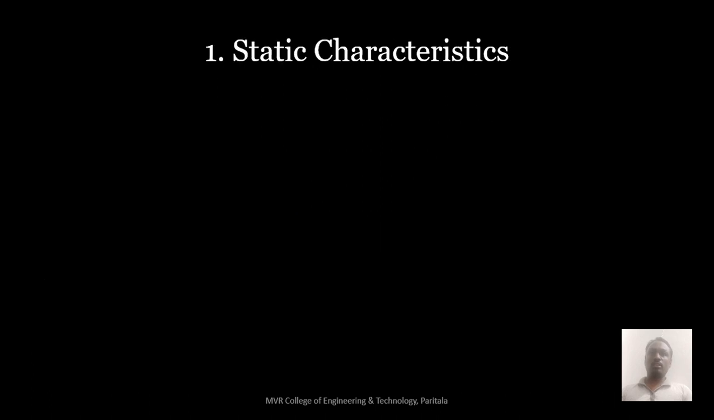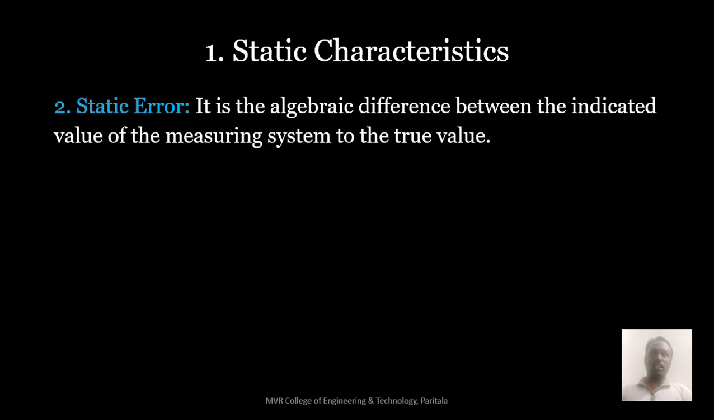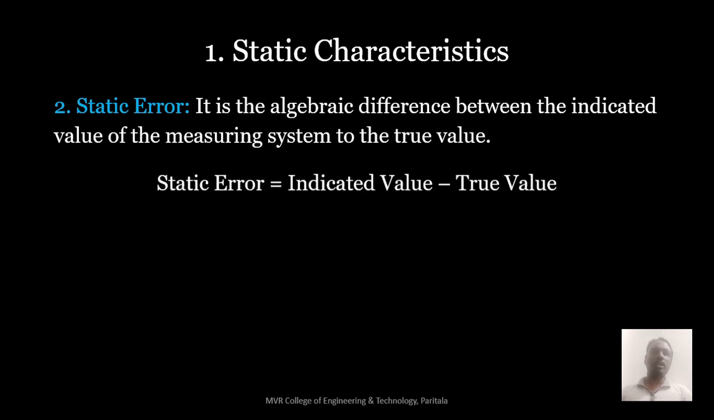So what are those? The second one here is the static error. It is the algebraic difference between the indicated value of the measuring system and the true value. If the measuring system identifies a certain value, that is called the indicated value. The value the measuring system actually needs to identify is called the true value. The difference between them is called static error. So static error is equal to indicated value minus true value.